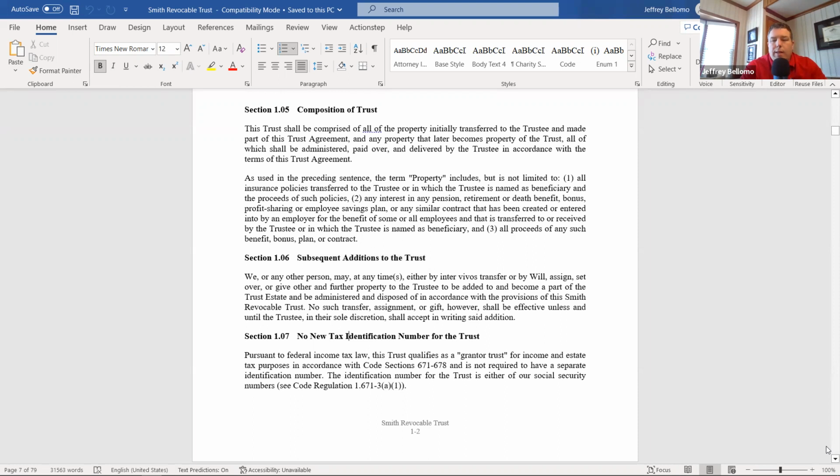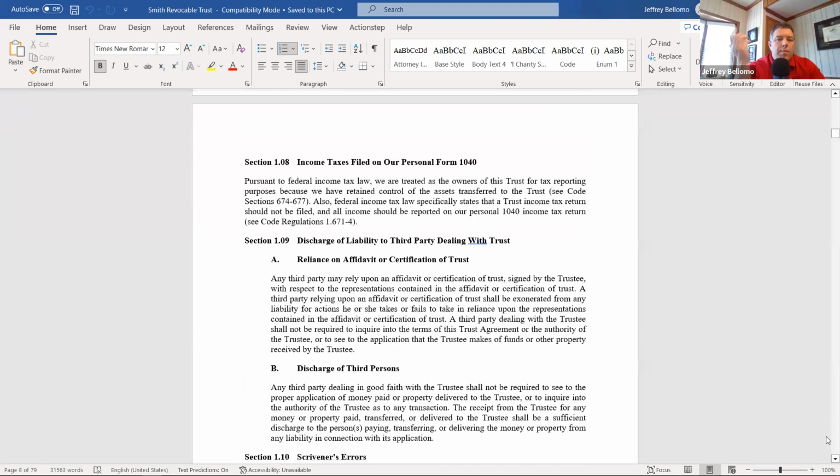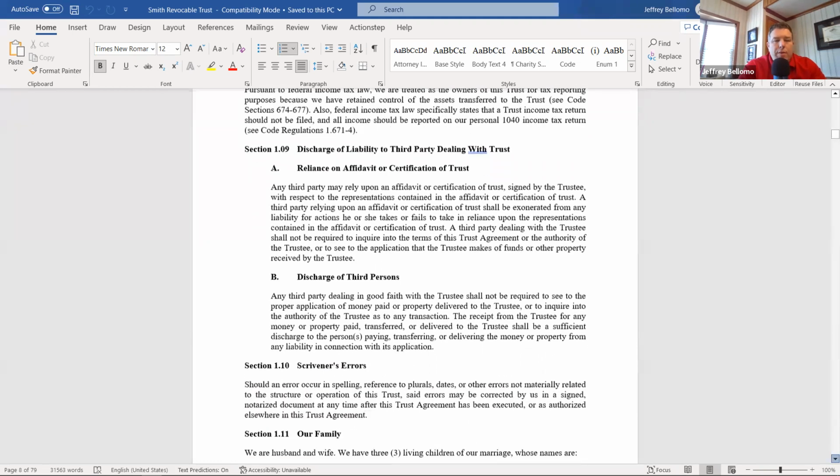No new tax ID number is needed, because it's in your SOCH, and if you're married, it's in one of your SOCHs, and then we'll have the IRREV trust in the other. We're still going to be filing our taxes on our own 1040s, so nothing there. Third parties have a right to rely on the affidavit.